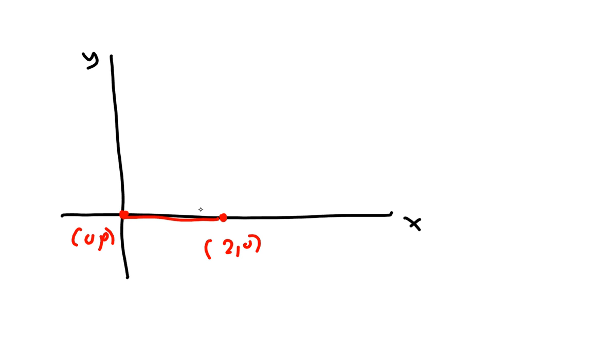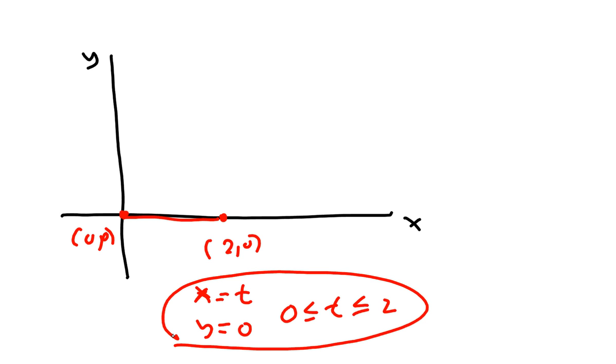What can we say? Well, x clearly varies from 0 to 2, so I'm going to let x equal t. And y is always 0 while you're on this curve. Additionally, we can say that t is between 0 and 2 the whole time. Now we've found the parameterization for just the first line segment. I'm going to call that C sub 1, like the first little subset of the bigger curve C.